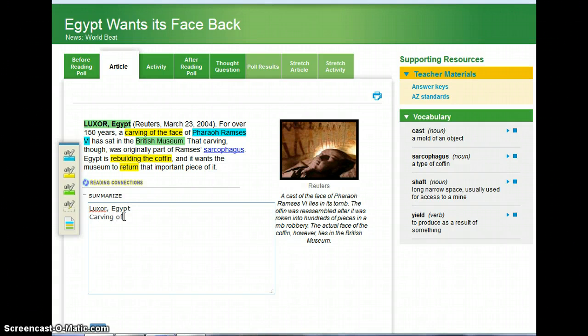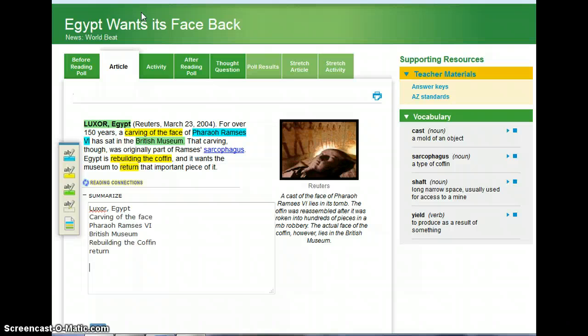carving of the face, Pharaoh Ramses VI, British Museum, rebuilding the coffin, and the word return. From this list, I'm now going to generate a 1 to 2 sentence summary of the paragraph I just read, using all of these key words.